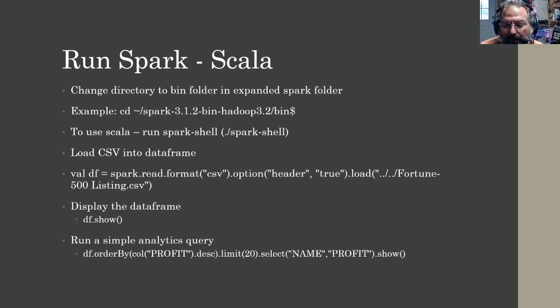And then we supply some options that we want to use to control that reading process. So we'll say that there's a header, and we give it the path that we want it to load. And then once it's done that, you can do a df.show, and that will display a version of what it looks like. You can also then execute a query. So this is an orderBy, so we're saying df.orderBy a particular column in a descending fashion. So we want the largest profits first, and we want the first 20 of those, and then we want to know the name and how much the profit was, and then show me that result.